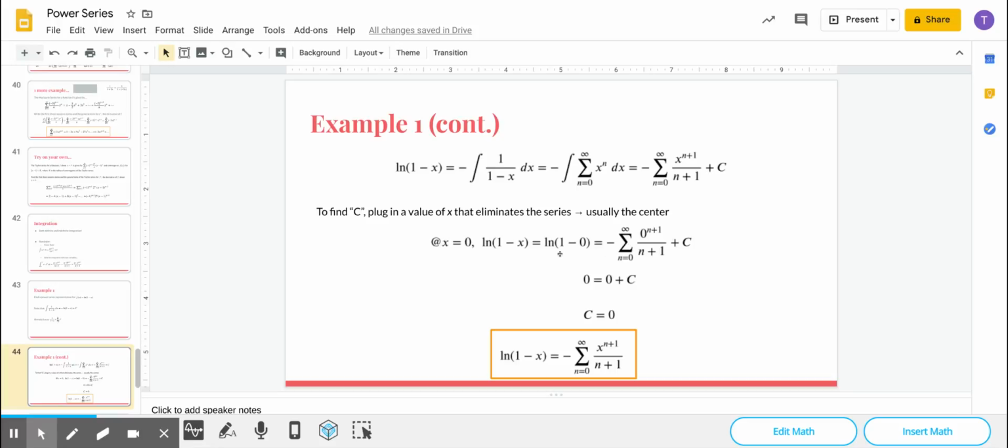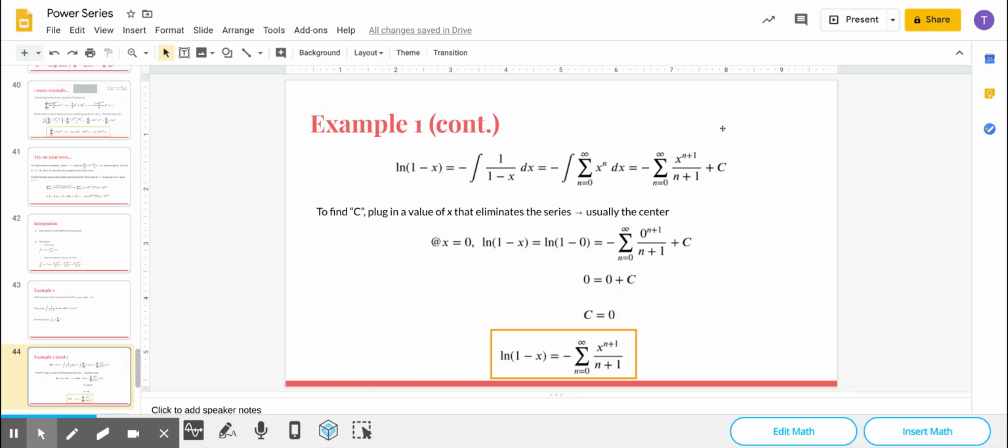And now look at it. Well, the natural log of 1 is just 0. So I'm good there. And if I take the infinite sum of 0 to the n plus 1 over n plus 1, the top is always 0. So this whole thing is just 0 itself, right? So this whole infinite series is actually just equal to 0. So I get 0 is equal to 0 plus c, or c equals 0. So this one worked out really nicely.